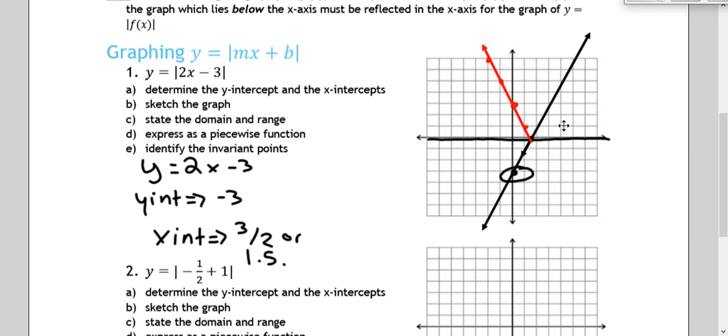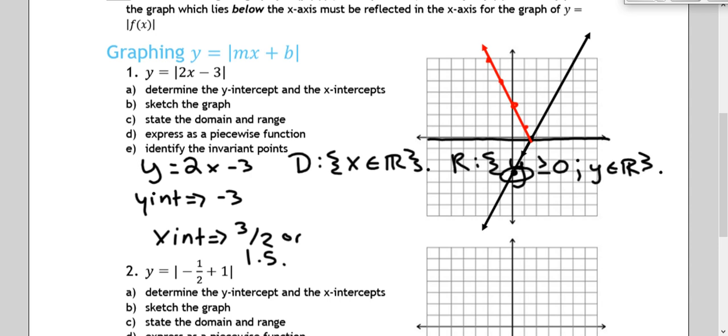Now that we have that reflected, we can see that we have our line right here where it measures up very nicely. And now we can answer our questions. Our domain, x is an element of the real numbers, our range, y must be greater than or equal to 0, such that y is an element of the real numbers.